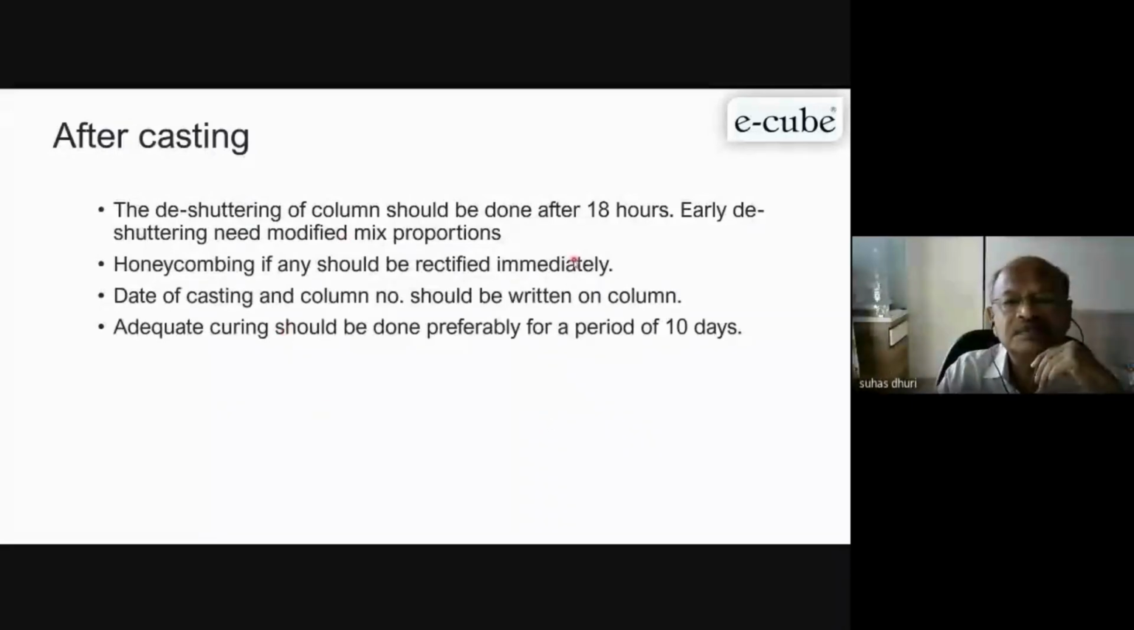If honeycombing is there, you rectify it immediately, but whenever there is honeycombing, you ensure whether it is on the surface or within the body. Now, how do you understand whether it is within the body or on the surface? There is a test given, ultrasonic pulse velocity. You can do that and find out whether the entire column has an issue or only that particular location, and accordingly you act upon it. Don't try to repair only the surface. And adequate curing has to be there for at least 10 days.